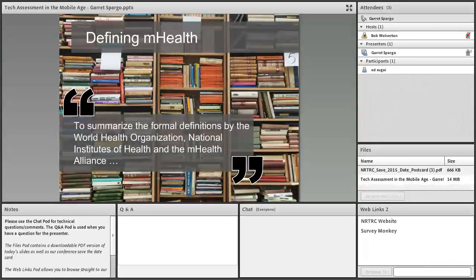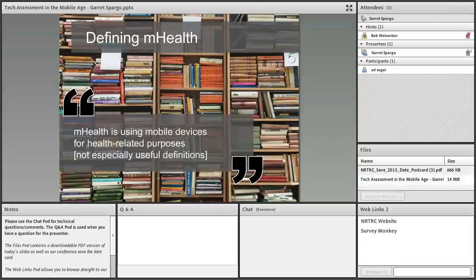So, in defining mHealth, you can look at a few different definitions from some of the larger organizations out there. We have the World Health Organization, the National Institutes of Health, and the mHealth Alliance. All three of them have been developing various definitions since, I believe, 2011. But the issue is that I find these definitions to basically be saying that mHealth is using a mobile device for health-related purposes, which is kind of a circular definition where you're saying mobile health is mobile health.